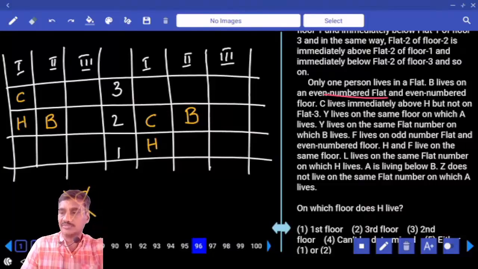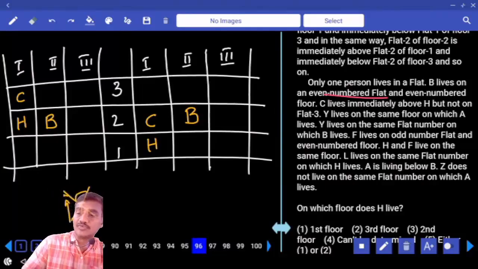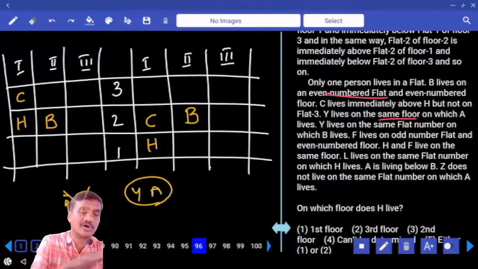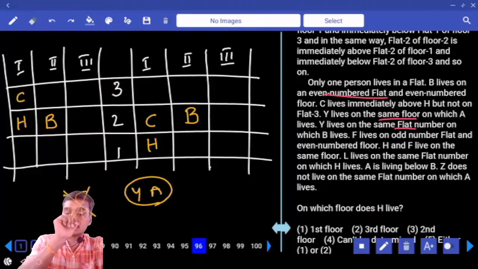And the next one, C lives immediately above H but not on flat 3. Y lives on the same floor in which A lives. Now floor is one thing, flat is another. Hence Y and A are living on the same floor. That means horizontal. Y and A are either on the 3rd floor or on the 1st floor. Y lives on the same flat number on which B lives. Hence Y must be on the 2nd floor, second flat.